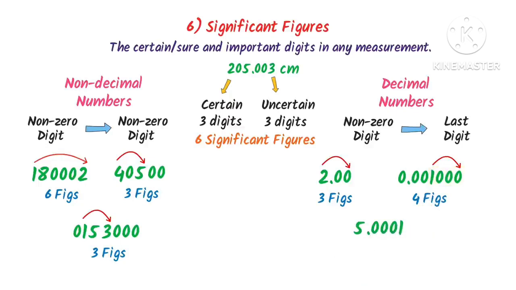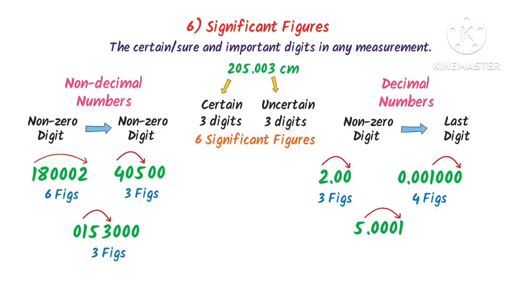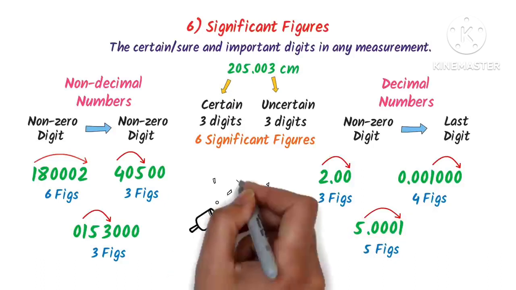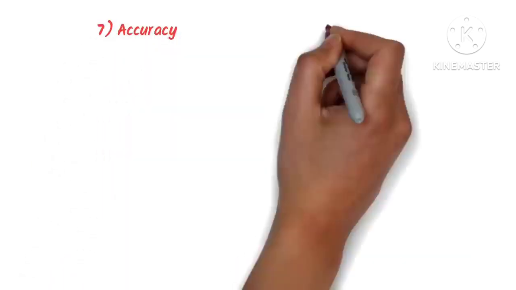Thirdly, consider this number. The first non-zero digit is 5, so I go from 5 to the last. There are total 5 digits, so I say there are 5 significant figures. Thus, using this simple trick, we can easily learn significant figures. The 7th topic is accuracy and precision.